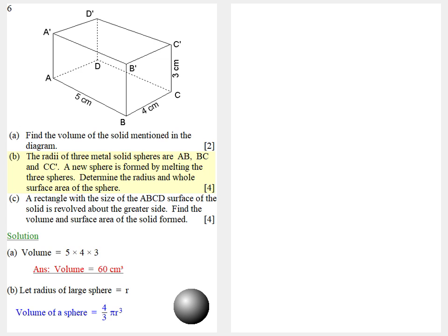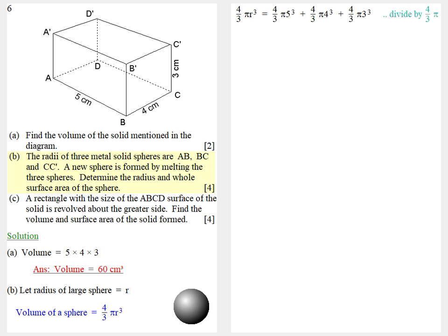So we have the volume of the large sphere is the sum of the volumes of the 3 smaller spheres. So 4/3 pi r cubed is equal to 4/3 pi times 5 cubed plus 4/3 pi times 4 cubed plus 4/3 pi times 3 cubed.